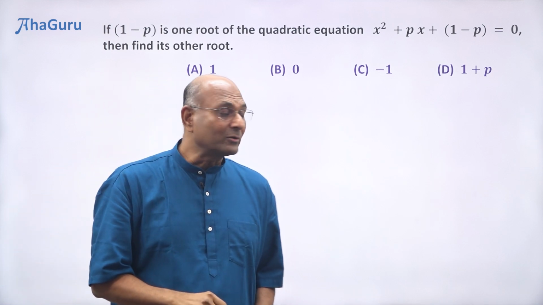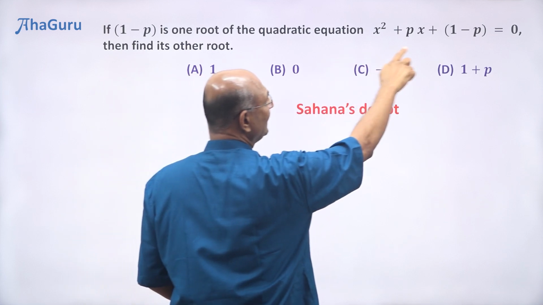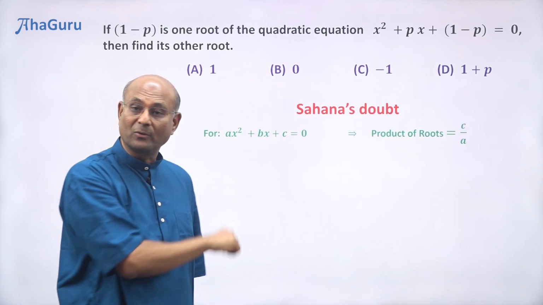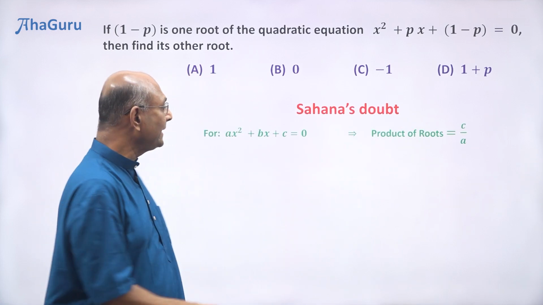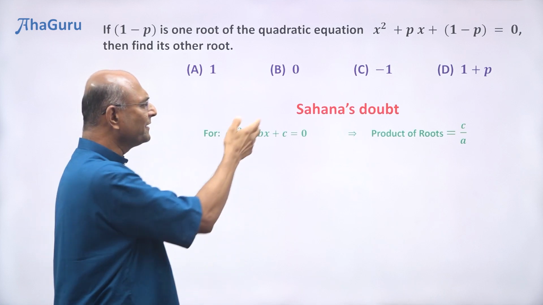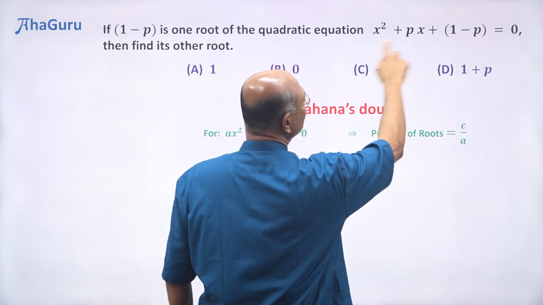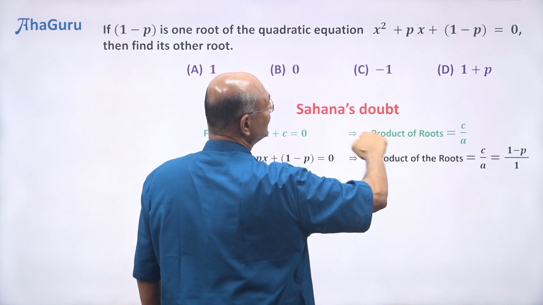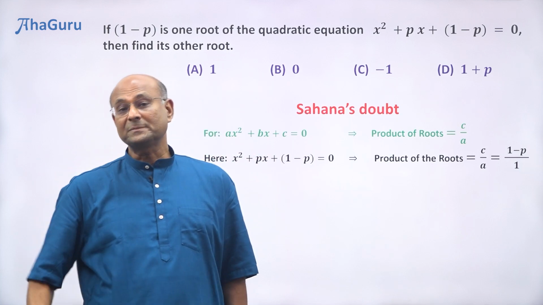What is Sahana's doubt in this? Let us look at that. You have been given this quadratic equation. If you have a quadratic equation ax square plus bx plus c equal to 0, then you know that the product of roots must be c by a. This is well known. And so Sahana argues that if I look at this quadratic equation, then the product of roots for this quadratic equation must be 1 minus p by 1, which is 1 minus p.